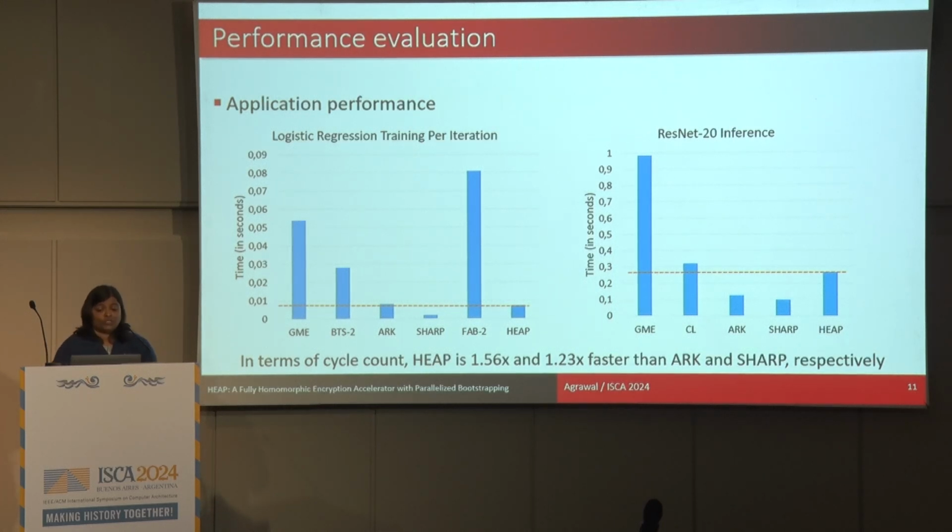For logistic regression model training, one other important comparison is with FAB, which is also an 8 FPGA implementation, as HEAP. And we can see the performance improvement is huge with the parallelized bootstrapping implementation in HEAP.